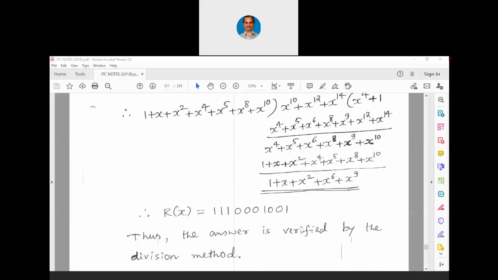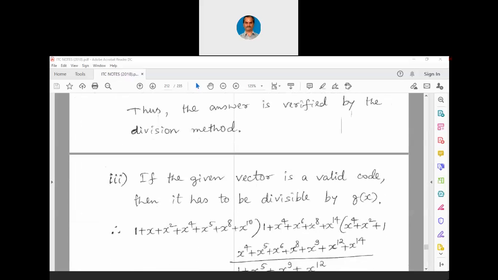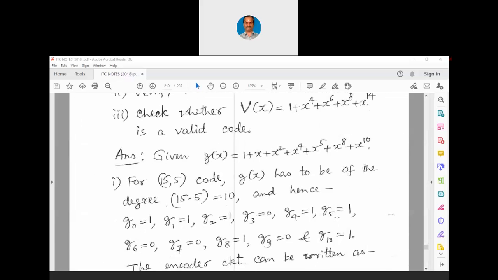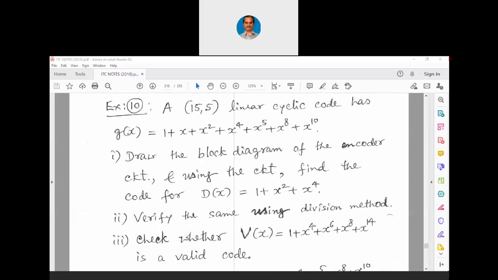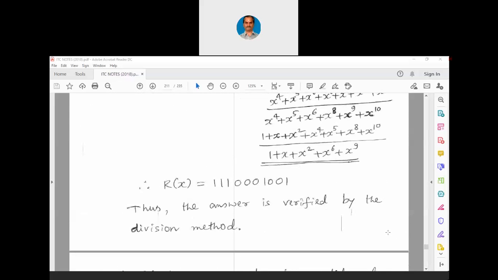Now thus the answer is verified by the division method. Now the third part is to find out whether the given vector is a valid code or not. The given code in the third part is 1 plus x power 4 plus x power 6 plus x power 8 plus x power 14, whether it is a valid code vector or not. So we will see that now.